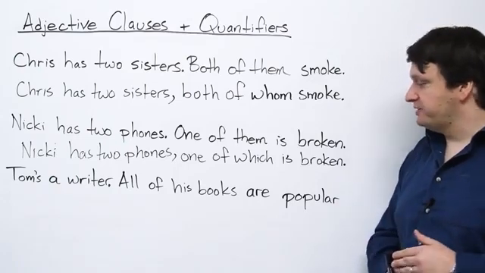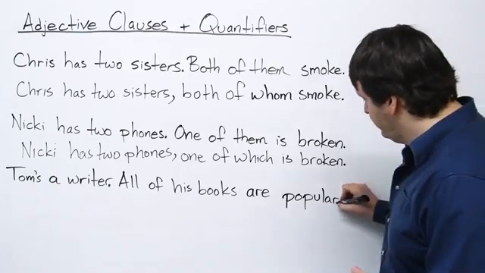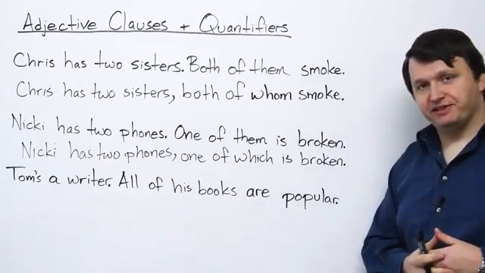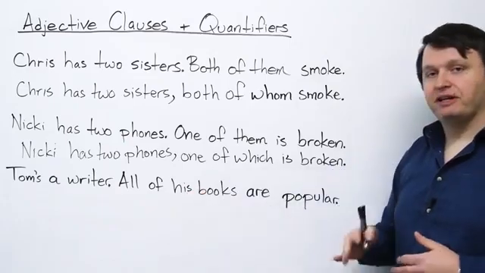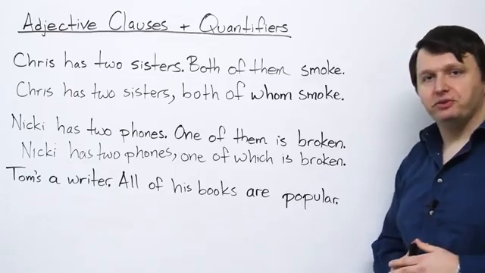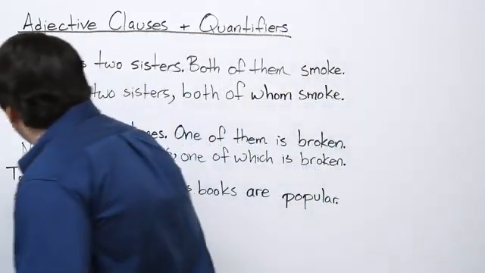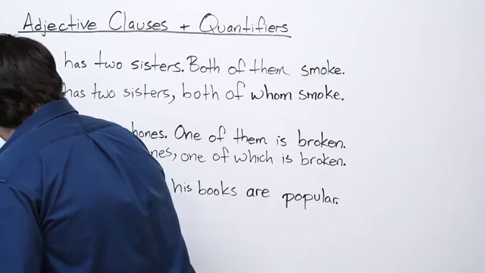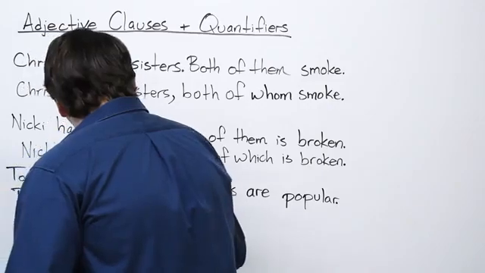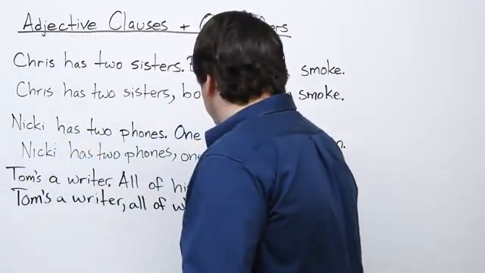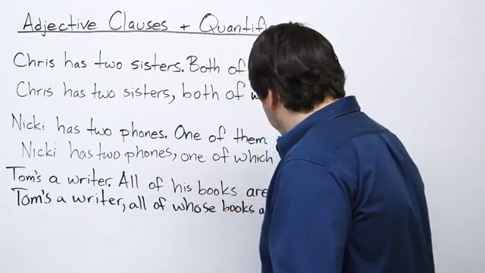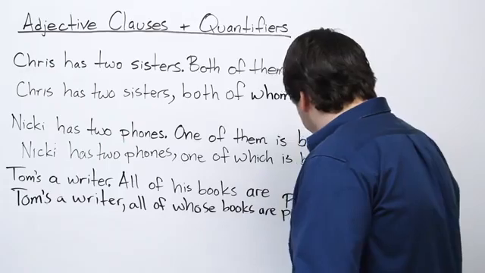and finally, we have Tom's a writer. All of his books are popular. So we're talking about Tom, but we're also talking about his books, right, in the second part of the sentence. So because we're talking about his books, this is a possessive. So with possessives, we know that we use whose. Tom's a writer, all of whose books are popular.